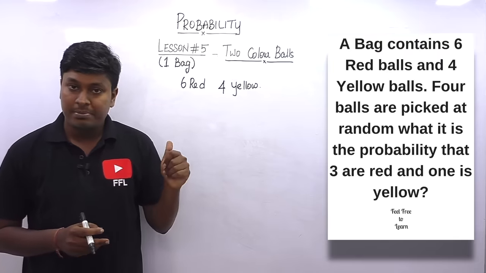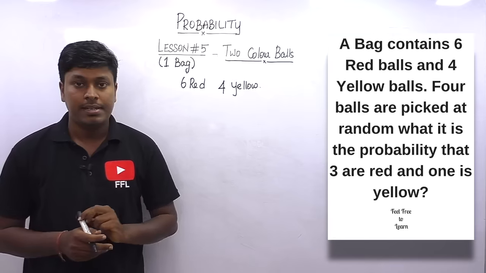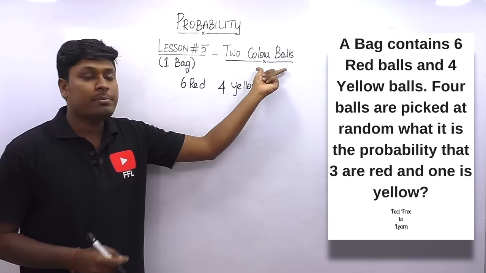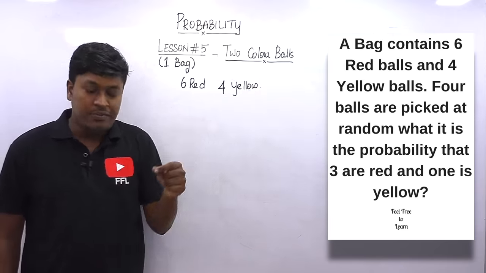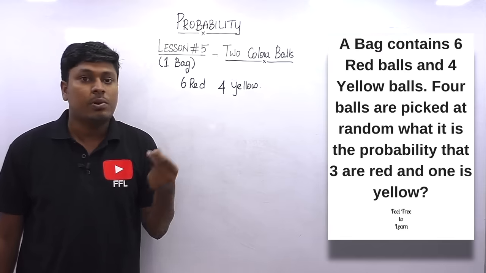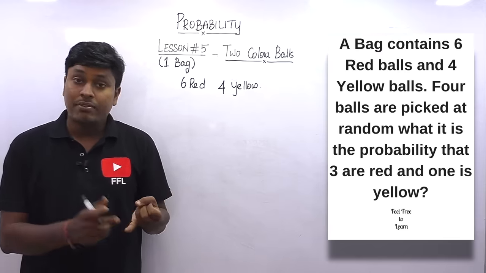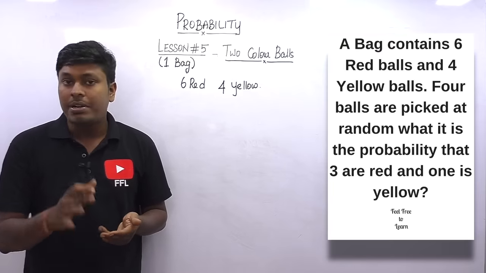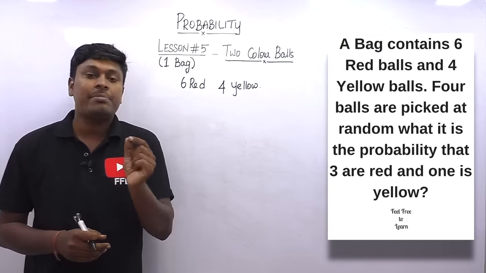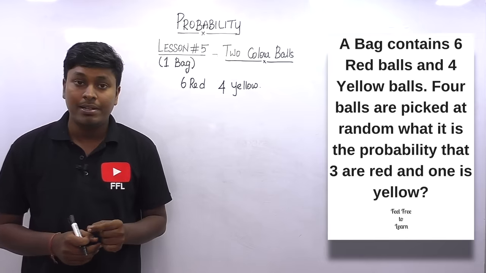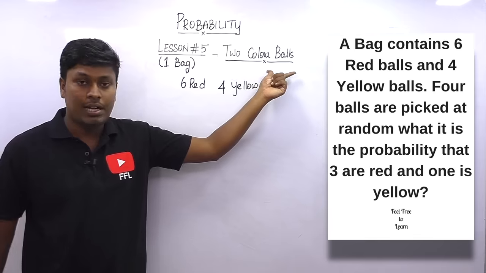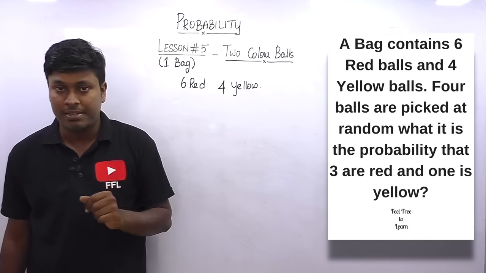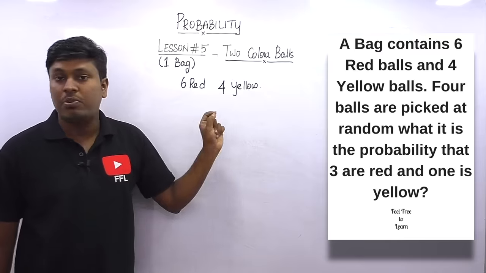In this lesson number 5 on the topic probability, we are going to learn one of the most important concepts, that is the concept based on color balls. If you are preparing for any competitive exam, not only for the bank exam, if you are preparing for placement training, CAT exams, GATE exams, any government competitive exams, you can see a minimum of 1 mark in the topic probability, that too in the concept called color balls. And in most of the bank exams, you can see it for 5 marks. So it is one of the most important concepts.